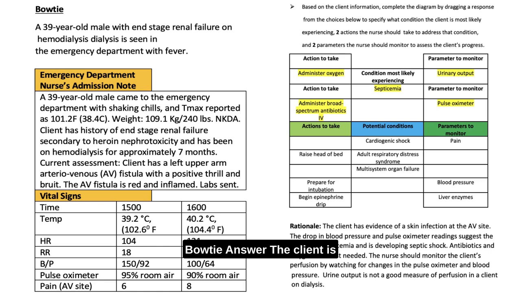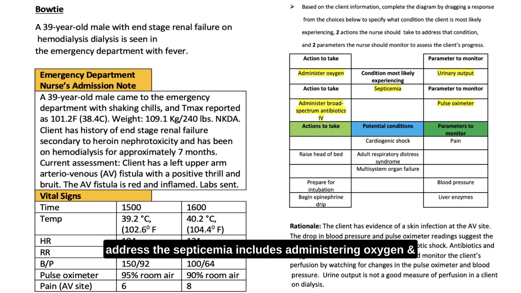Bowtie answer. The client is most likely experiencing septicemia. The actions the nurse should take to address the septicemia include administering oxygen and administering broad-spectrum antibiotics intravenous. The two parameters the nurse should monitor to assess the client's progress are urinary output and pulse oximeter.